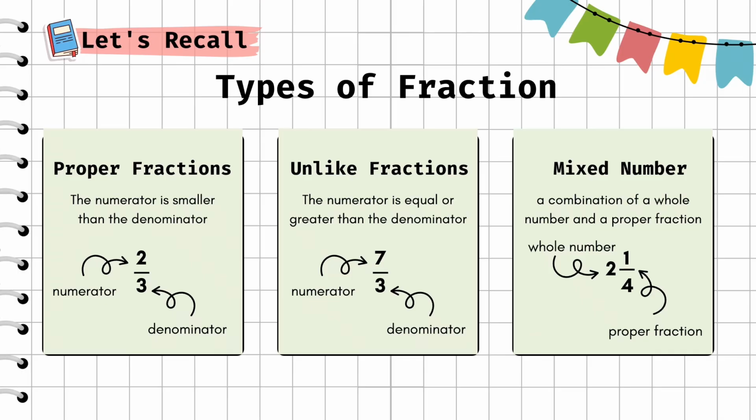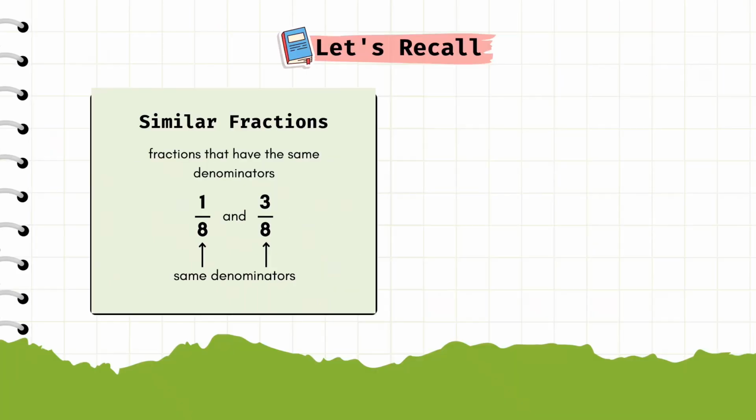When we say mixed number, it is a combination of a whole number and a proper fraction. Example, 2 and 1/4. 2 is the whole number and 1/4 is the proper fraction. Meron din tayong tinatawag na similar fractions. Pag sinabing similar fractions, these are fractions that have the same denominators. So kahit gaano pa karaming fractions, as long as pare-pareho ang mga denominators nito, ang tawag sa kanya ay similar fractions.